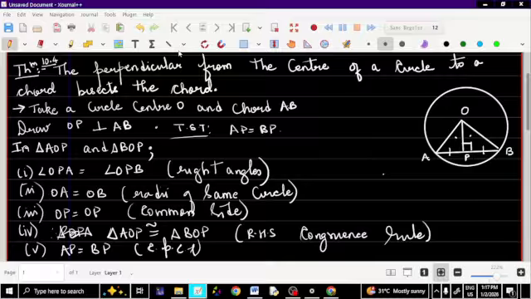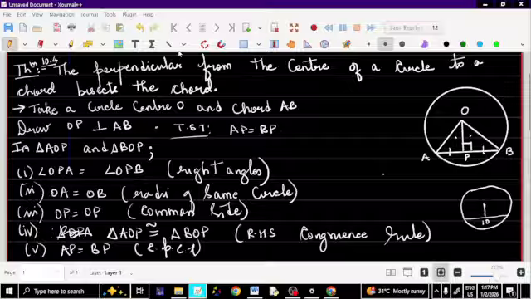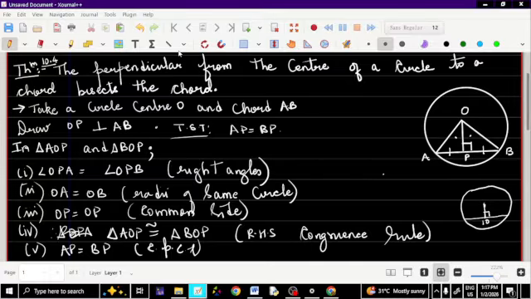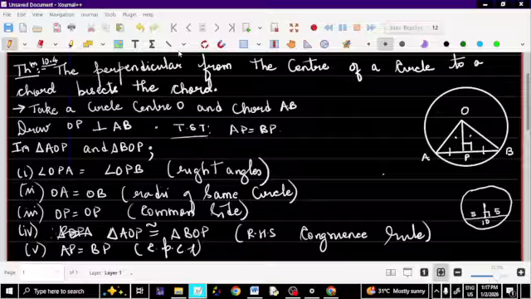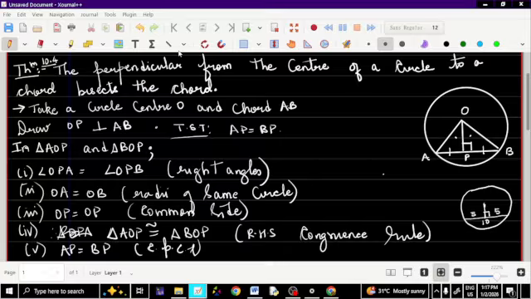So what this basically says: if you have a circle and there is a chord here whose length is 10 centimeters, and if you draw a perpendicular here, then it will bisect it. That means it will break it into two parts, and each part will be of length 5 centimeters. So it is going to break it into two halves, which are equal. Okay, so that is theorem 10.4.